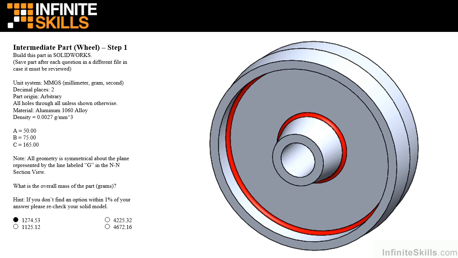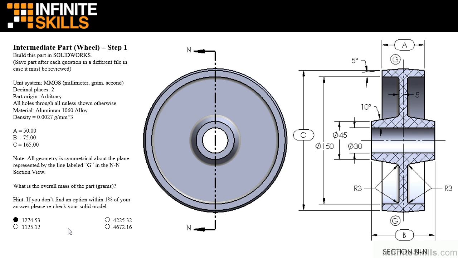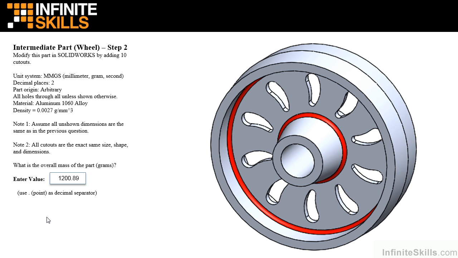Now we are ready to begin step 2 of the intermediate part. This screen is step 1, so let's move forward. This is also step 1, but remember step 1 is a multiple choice question, where step 2 is a fill in the blank question. It appears this modified part now has several new cutouts in the wheel.